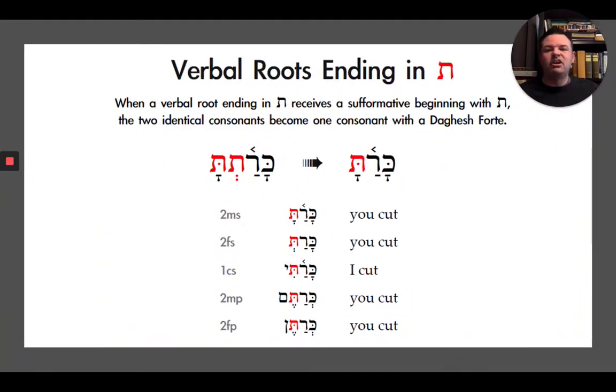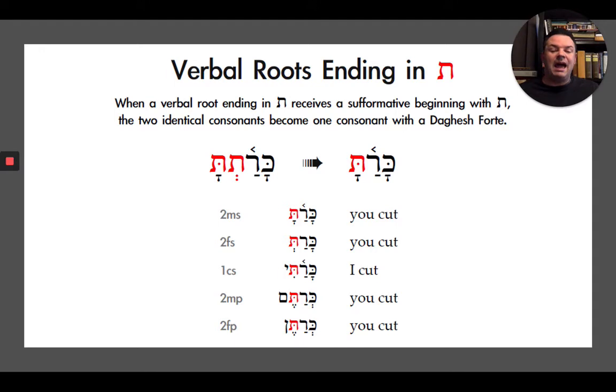You can look at the other paradigms. You'll see that they follow that same basic root. Some patterns that follow the root for the most part, but have a little bit of an idiosyncrasy, are words that end in tau. So instead of having the tau there, like in the second masculine singular, second feminine singular, first common singular, and so all of the second persons, and then the first common singular, instead of having that tau there, and then having another tau, you're just going to have a dagesh forte there and the doubling of that tau.